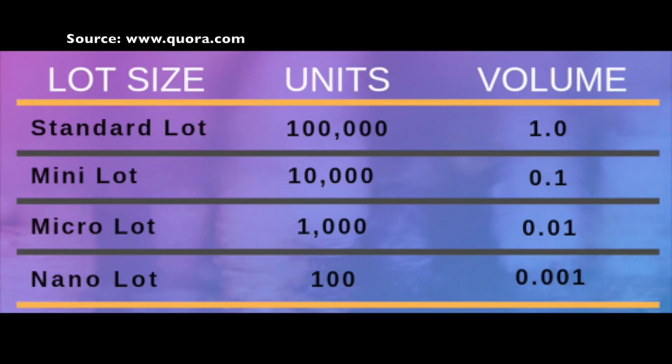Logistically speaking, there are different tiers when it comes to lots. So you have your standard lot, which represents 100,000 units or 1 lot. Then you have your mini lots, which represents 10,000 units or 0.1 lot. Then after that, you have your micro lots, which represents 1,000 units or 0.01 lots. And then finally, you have your nano lots, which represents 100 units or less.